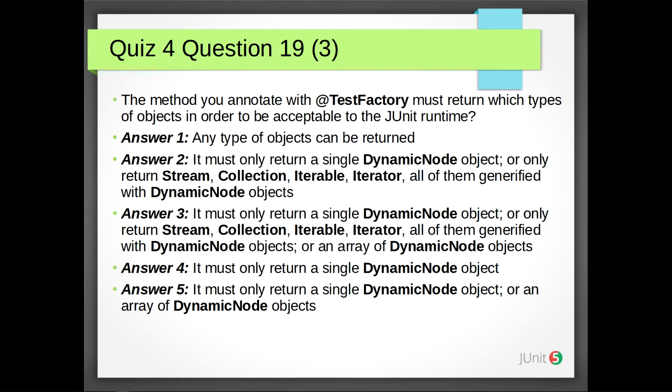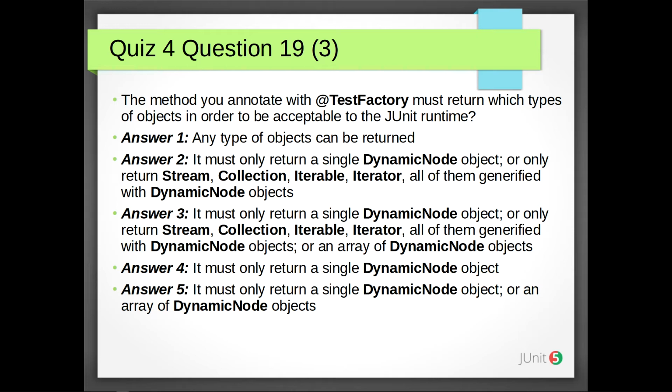Quiz 4, question 19. And that's something you should know also very well. The method you annotate with the @TestFactory must return which types of objects in order to be acceptable to the JUnit runtime? Answer 1. Any type of objects can be returned. Answer 2. It must only return a single DynamicNode object, or only return Stream, Collection, Iterable, Iterator, all of them generified with DynamicNode objects.